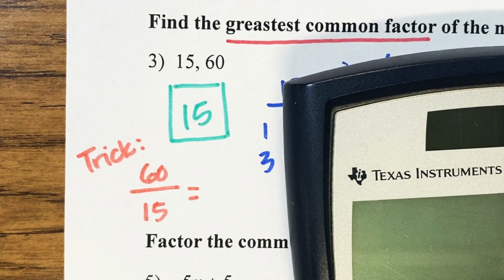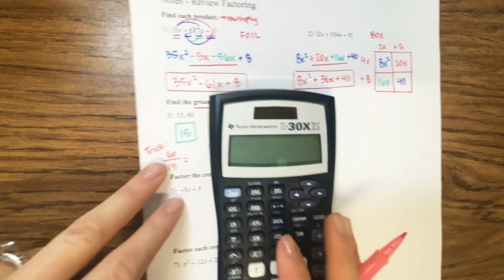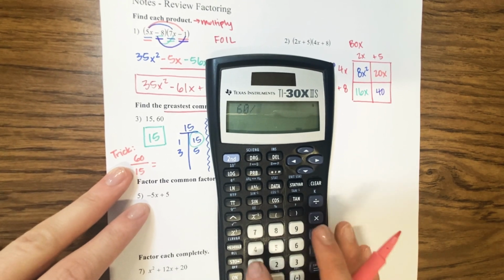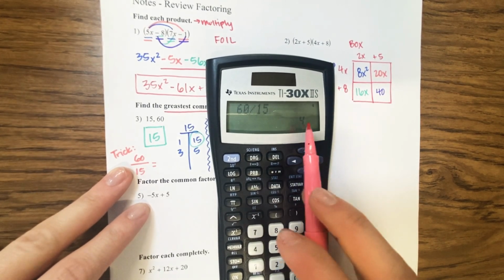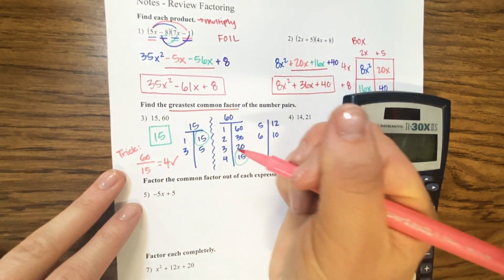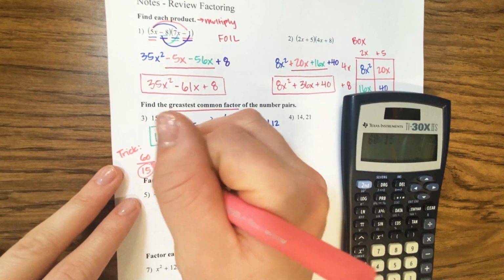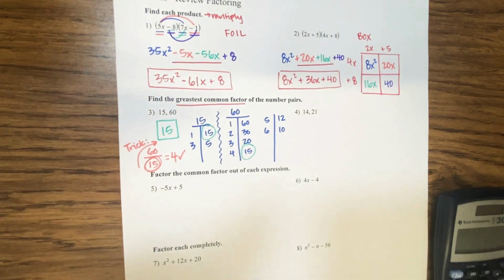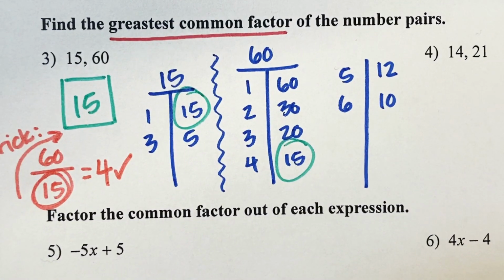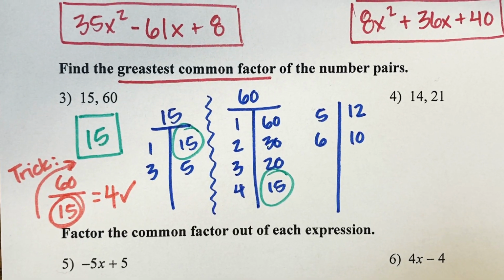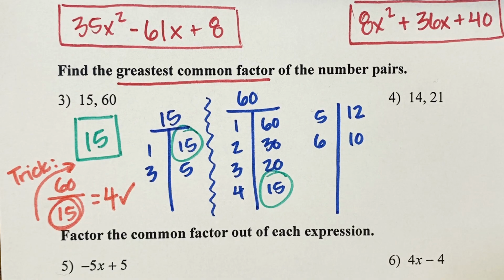If we were to put this in our calculator, I'm going to do 60 divided by 15. I do get a whole number. There's no decimals after. So if you do, that means that this guy is your GCF, if you get a whole number. Okay, awesome. So we know that the greatest common factor of 15 and 60 is 15. 15 goes into 15, 15 goes into 60.